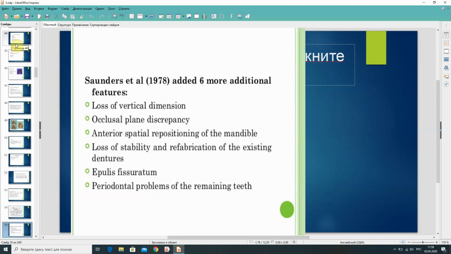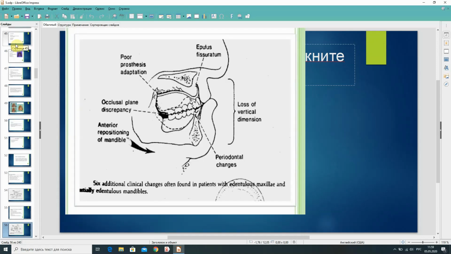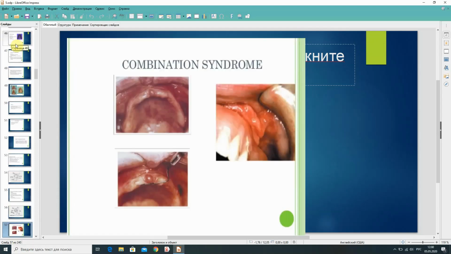Saunders et al. added 6 more additional features: loss of vertical dimension, occlusal plane discrepancy, anterior spatial repositioning of the mandible, loss of stability and refabrication of the existing dentures, epulis fissuratum, periodontal problems of the remaining teeth. Combination syndrome.